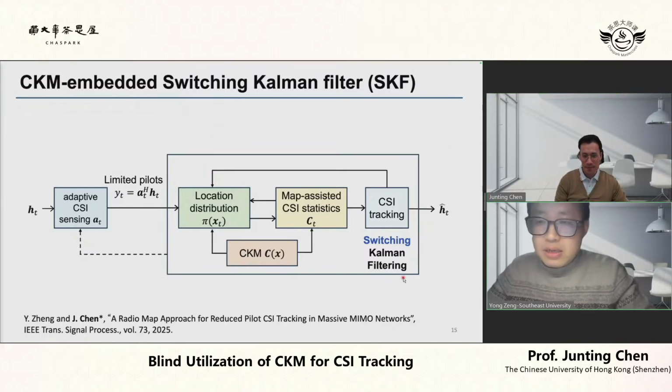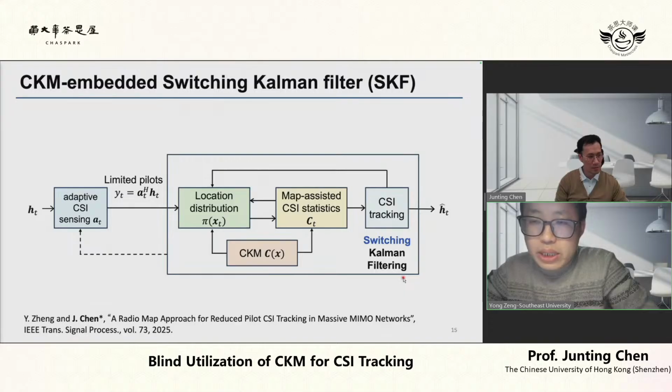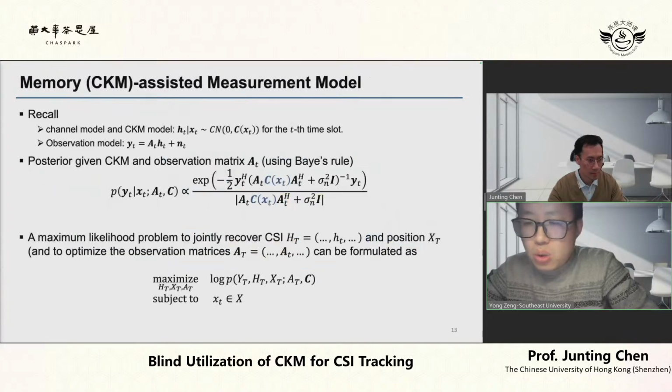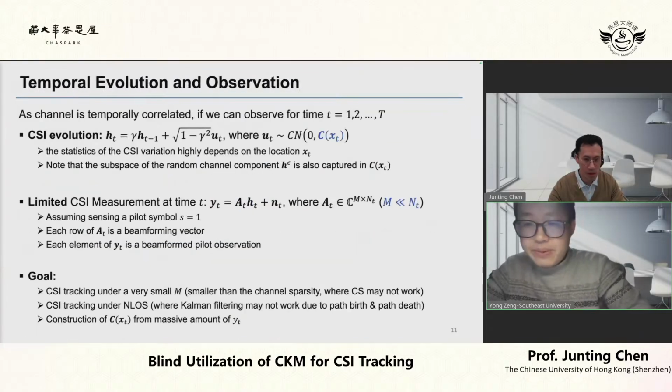Okay. So here is the next question. In the Bayesian framework for joint CSI and position recovery, is there a coupling gain between CSI recovery accuracy and position recovery accuracy? That is, will more accurate position information improve CSI tracking performance and vice versa? Is there any theoretical analysis to quantify this coupling gain?